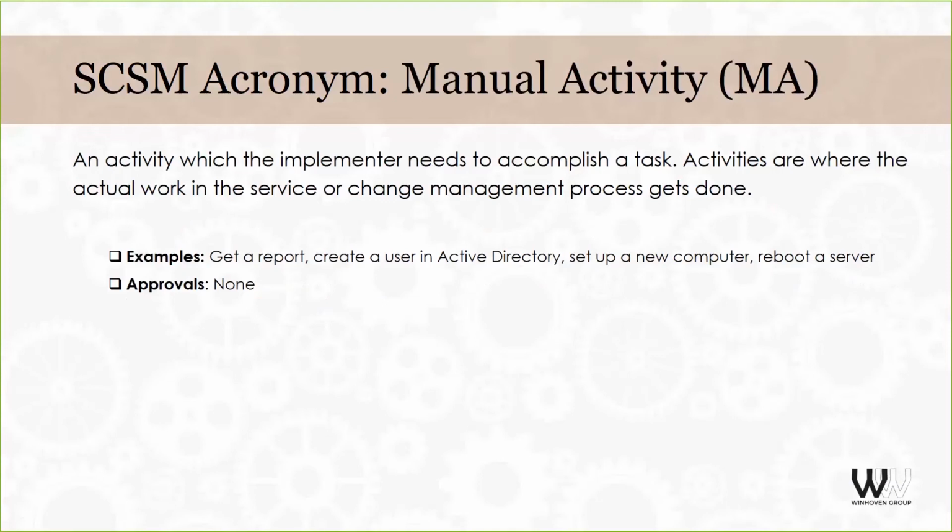Manual activities are similar to review activities in that they are simply activities within the workflow of a service request or a change request. If the review activity is the approval piece of the workflow, the manual activity is where the work is being accomplished. So for example, if I request a new piece of hardware, it may be reviewed and then approved through the review activity process, and then the manual activity would be assigning that action to go out and get the piece of hardware and deliver it.